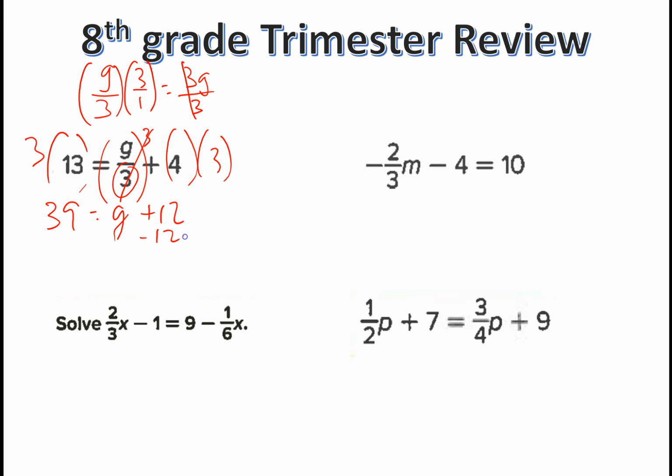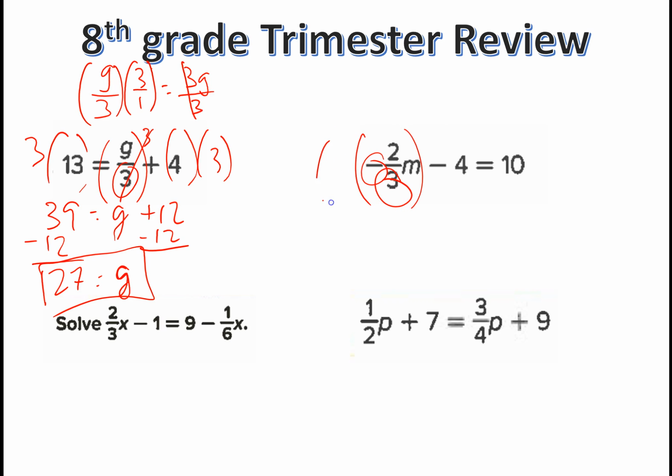I'm going to subtract 12 from both sides. So g is equal to 27. Okay, here, I want to get rid of the 3 again. Be careful of the subtraction sign. I want to multiply everything times 3, or 3 over 1, whichever is better for you, and times 3 here. So that gives me 30. That gives me negative 12.